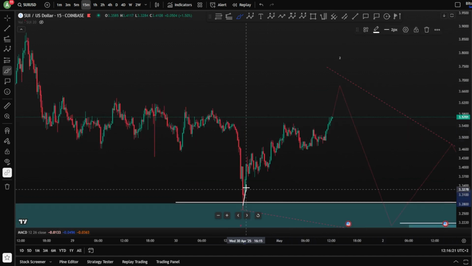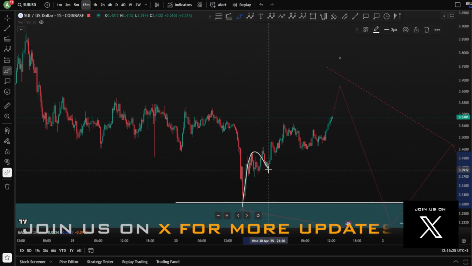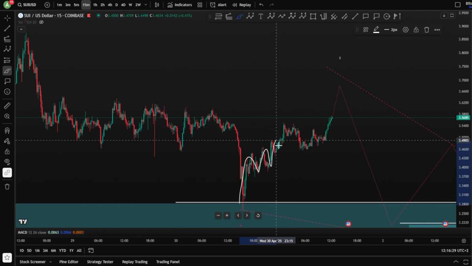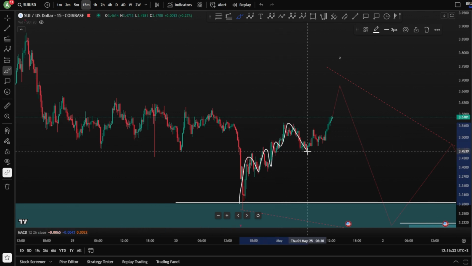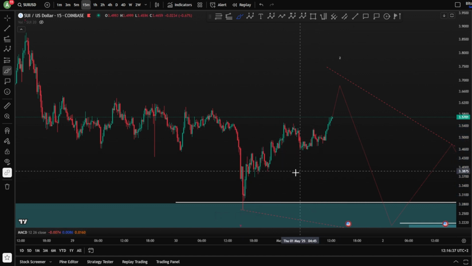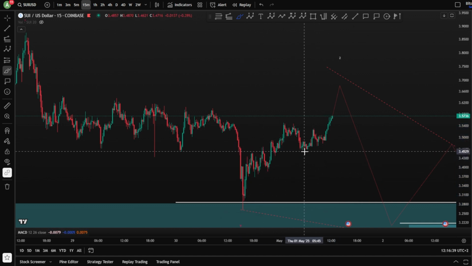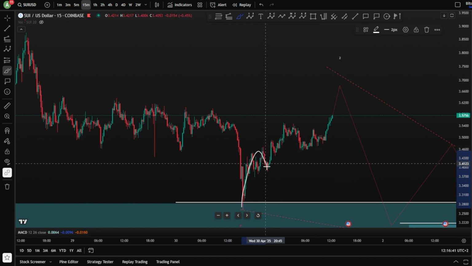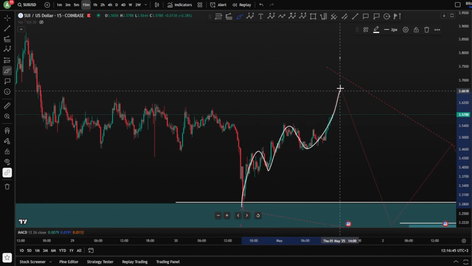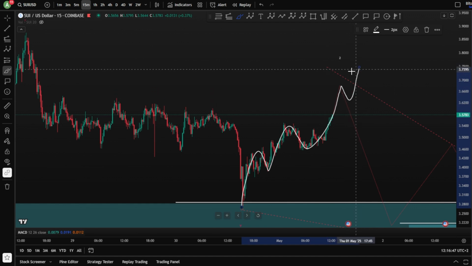So basically, if we take a look inside this area, now you can count a 1, 2 here, possibly, but we cannot really see a 1, 2, 3, 4, and a 5 after it. And after this, we see a deep correction, which is overlapping again, which is an invalidation of any kind of impulse. However, if we are looking at a potential 1, 2, 1, 2 here, therefore, it can be a wave 3, 4, and a 5.